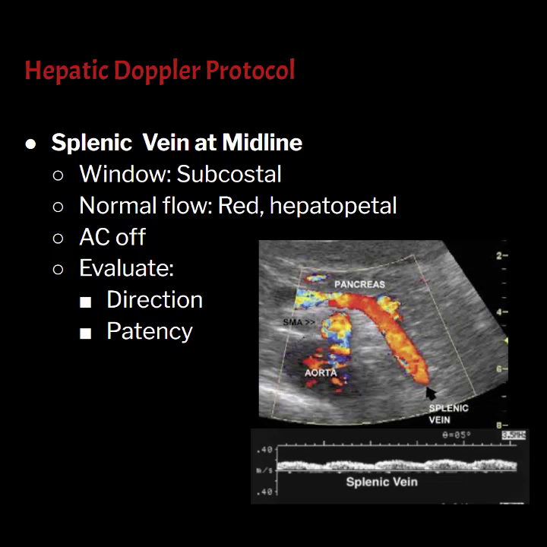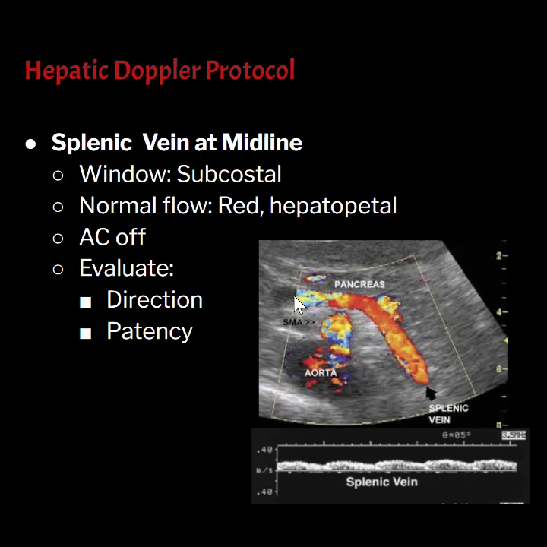So we again are showing that the splenic vein is coursing towards the portal confluence. It is hepatopetal. Again, we do not need to turn the angle correct on because we are just evaluating for direction and patency at this point. So in the image again here, we can see the pancreas, and we're going to use the pancreas tail as our landmark for identifying the splenic vein as it courses posteriorly and towards the splenic confluence.